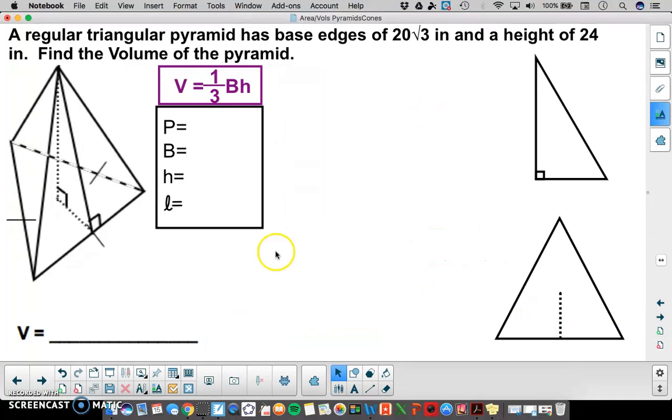I want you to find the volume of the regular triangular pyramid with a base edge of 20 root 3 and a height of 24 inches.